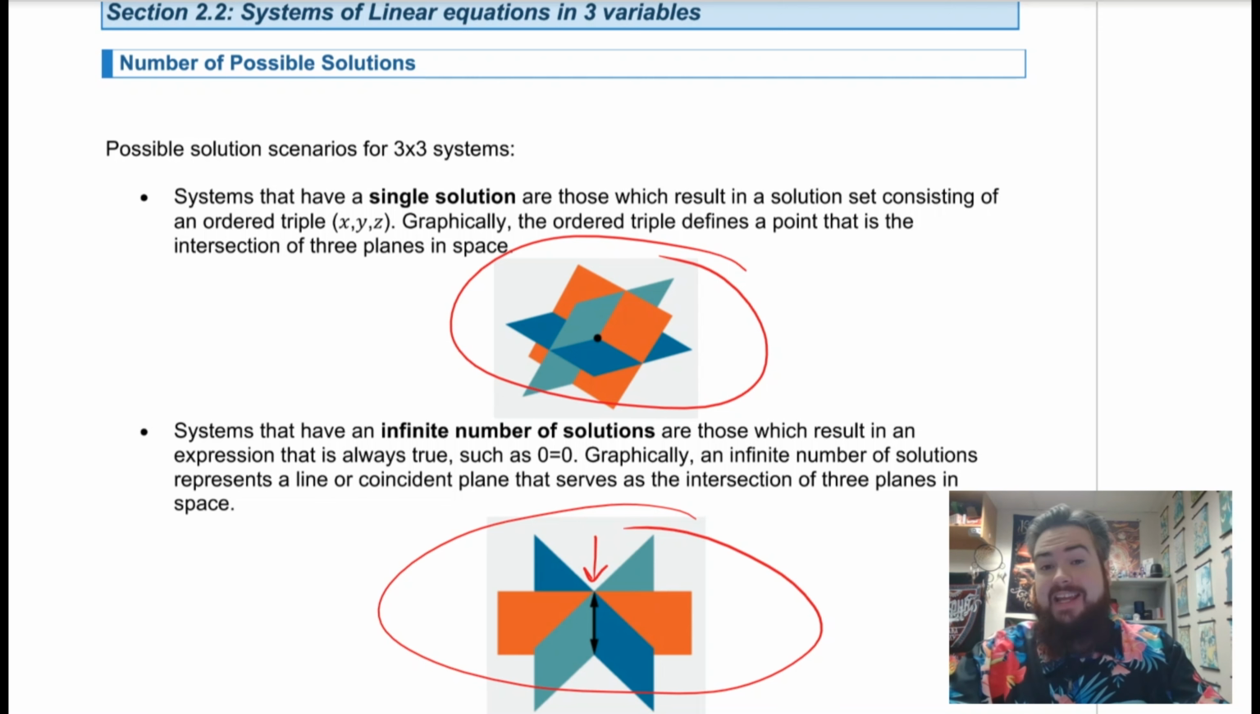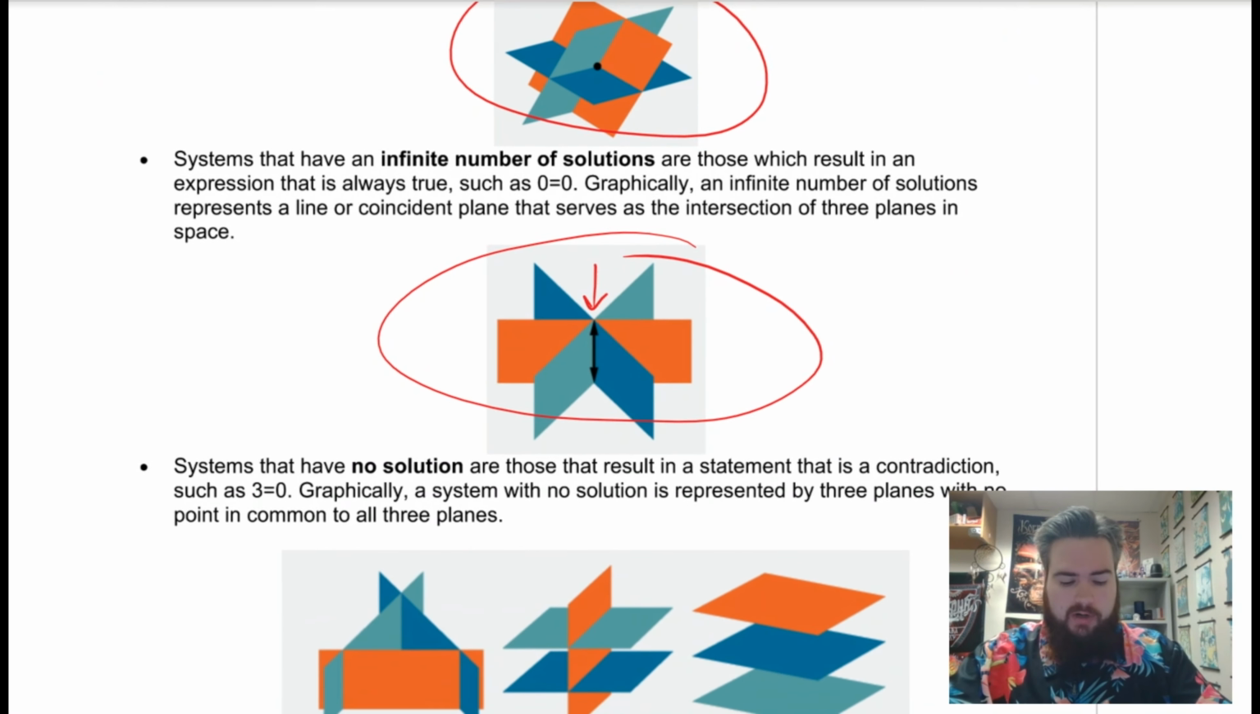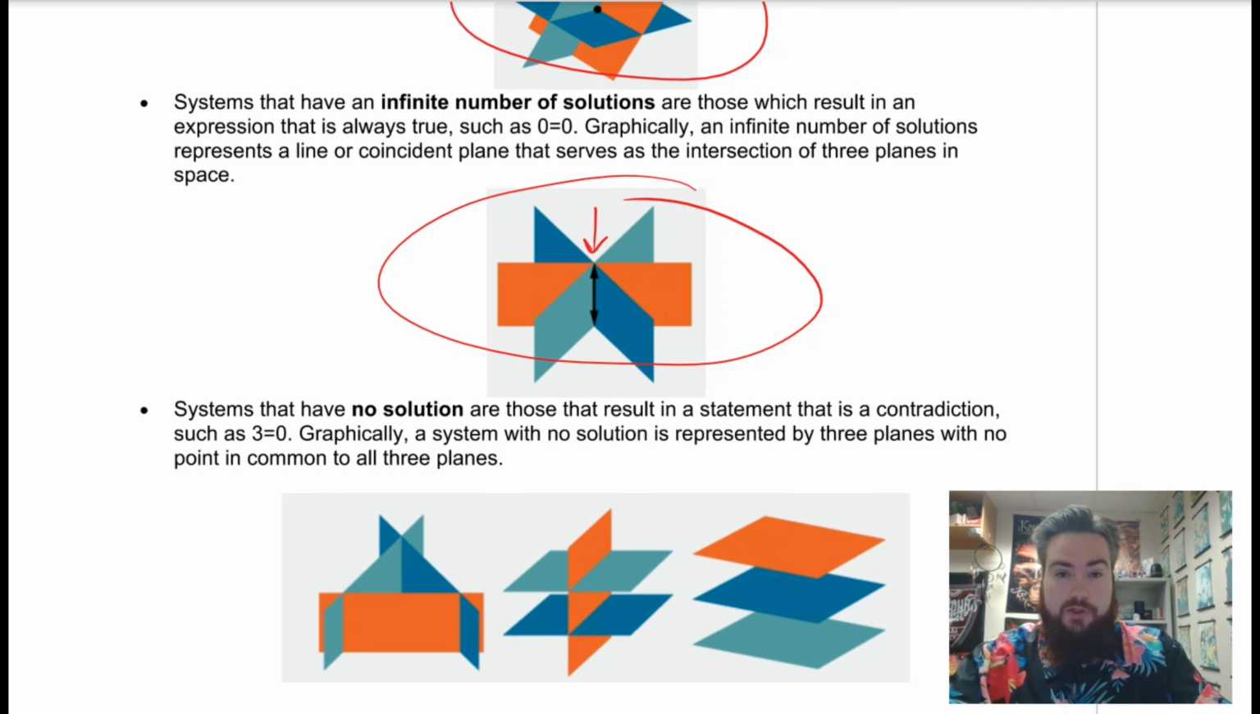If you do not have a case where you have a single solution or an infinite number of solutions, you could also run into scenarios where you have no solution. These are cases where it results in a statement that is a contradiction, such as instead of a constant equal to the same constant, like 0 equals 0 we talked about earlier, what if we had a constant equal to a different constant, like 3 equals 0? That would be a problem, as that is nonsensical. Graphically, a system with no solution is represented by 3 planes that have no common point in which they all intersect. For example, let's look at a couple of cases here.